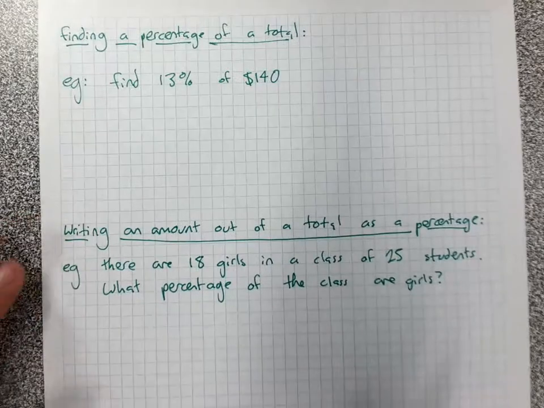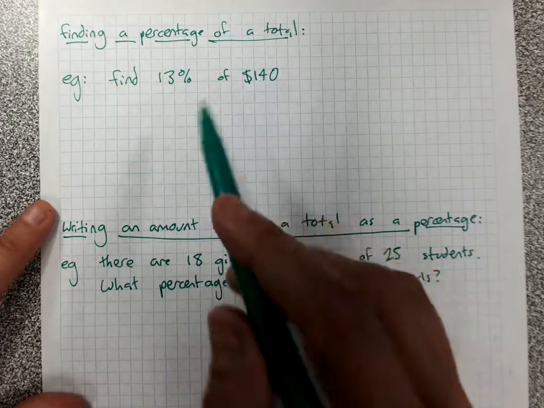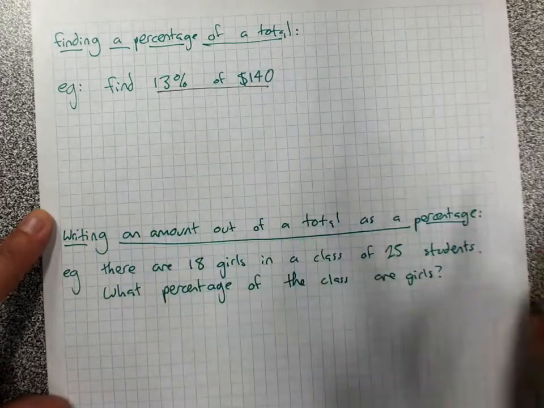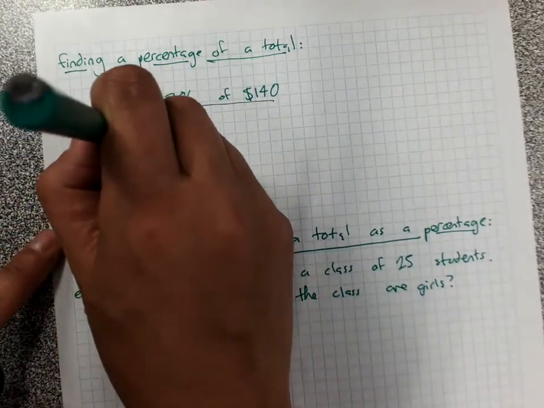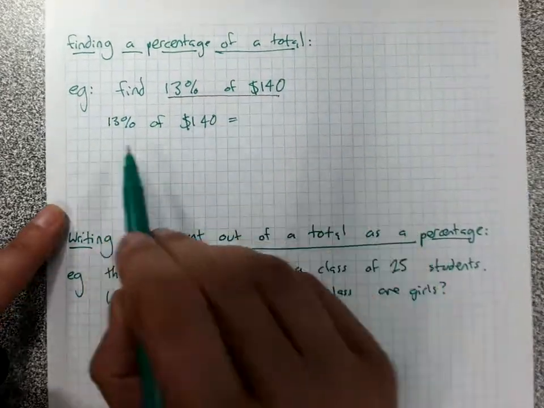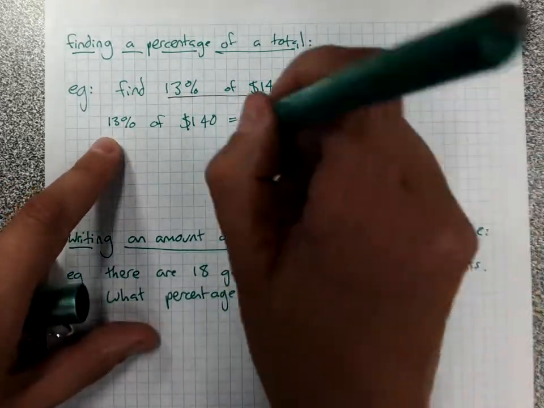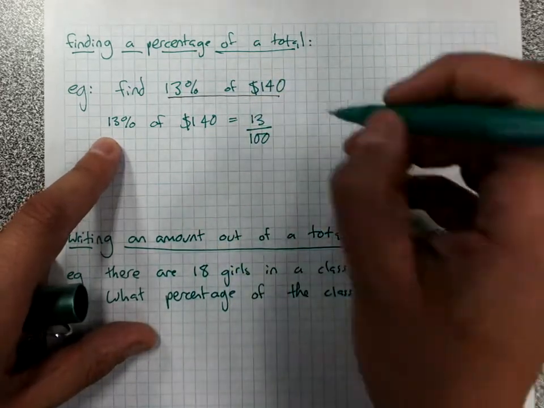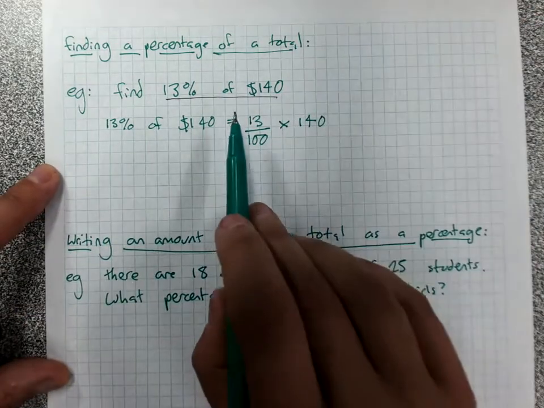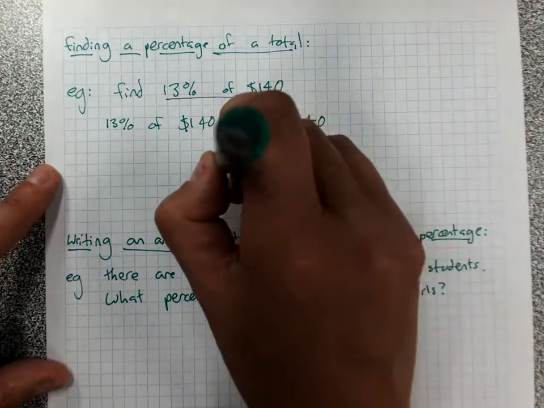There's a couple of different types of problems you'll have to do with percentages. For example, finding a percentage of an amount. Honestly, the best way to do this is to write what you want to find. 13% of 140 equals. Rewrite it. 13, make the percentage over 100. Change of to times and write the total. And if you type that in, percentage over 100 times 140, you'll get your answer.